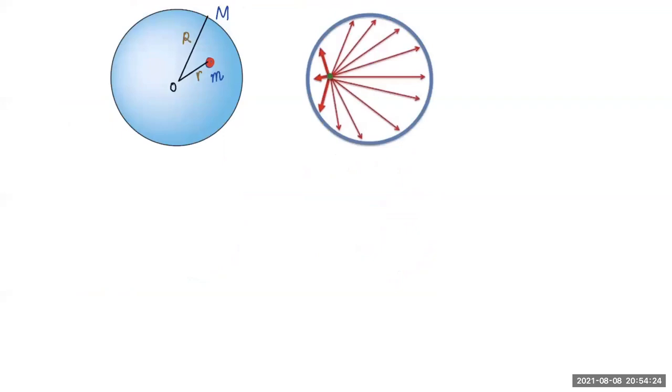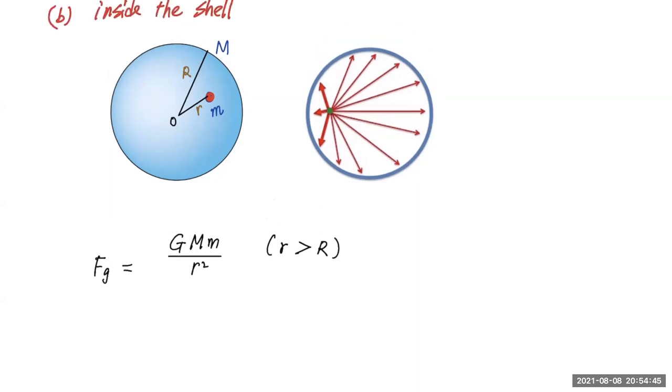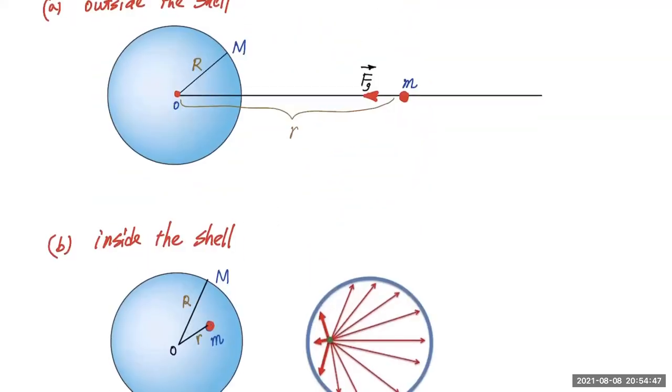So basically we're saying that F of g equals what? G m M over r squared, if the point mass is located outside the shell, and that is when r is greater than the radius. r is the separation between the center of the shell and that point mass. So that is part A of the shell theorem.